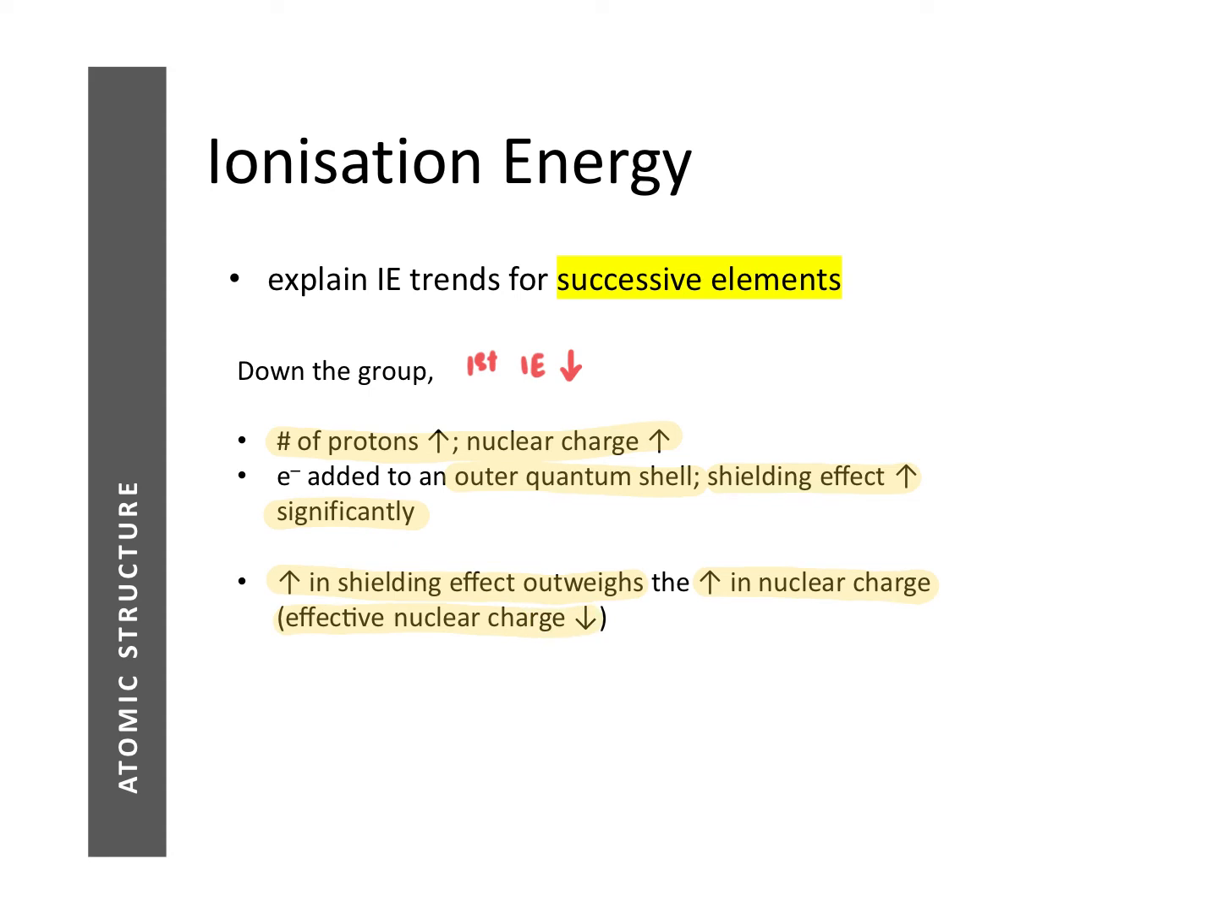So same thing, how do we explain the trend going down the group? We need to have 3 points. Number one, number of protons increases, nuclear charge increases, but electrons are added to an outer quantum shell. So shielding effect increases significantly. Increase in shielding effect outweighs the increase in nuclear charge. Therefore, effective nuclear charge decreases.